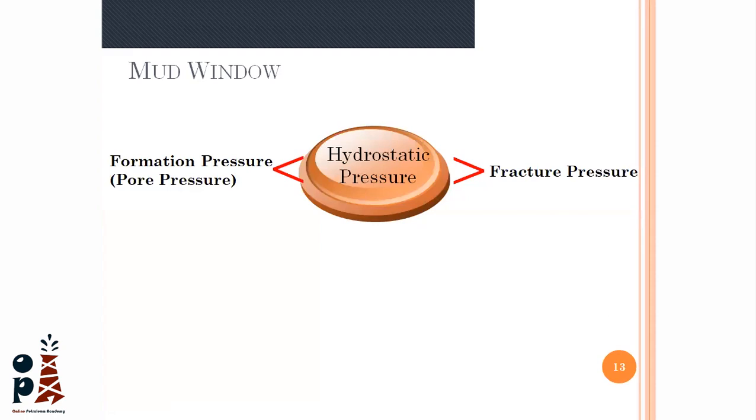Guys, now we have a formation. This formation has two parameters. I cannot control these two parameters. This is given information from the formation. So the formation pressure and the fracture pressure are from the formation. I cannot control them, but I can handle them with my hydrostatic pressure through the mud window concept, so that my hydrostatic pressure in the static condition should be higher than the formation pressure, but lower than the fracture pressure.